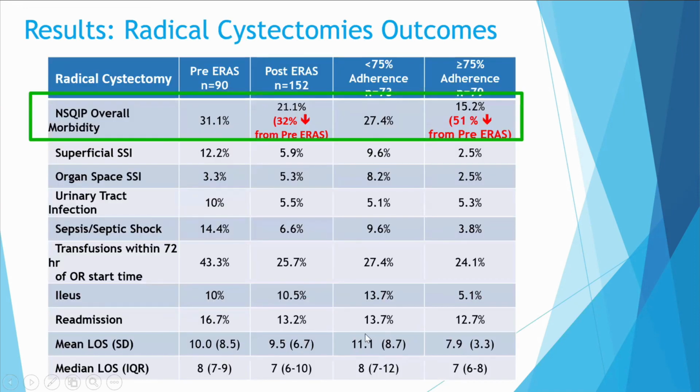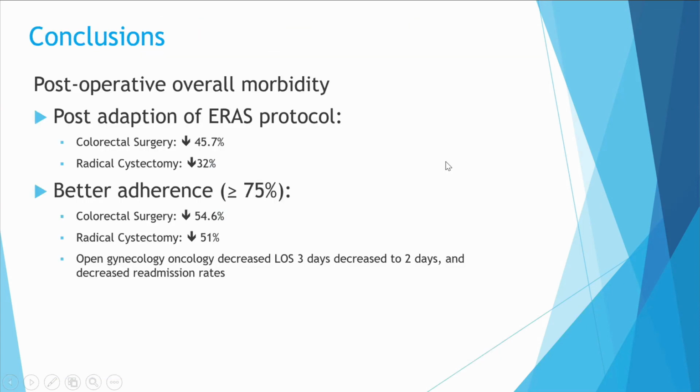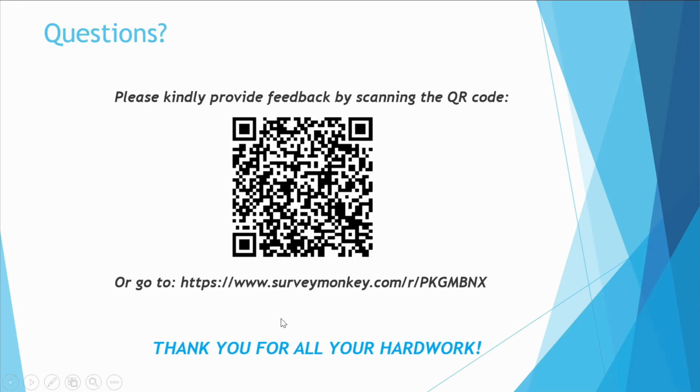We actually broke it down for the radical cystectomies, looking at this. So our pre-ERAS data, fairly high incidence of complications. Post-ERAS, we dropped it, but we dropped it by 50% in the patients that had over 75% adherence to our pathway. So I think, as I said, ERAS does work. It does decrease morbidity. We've shown it in a variety of different patient populations. And we're hoping to roll it out to nephrectomy as well.